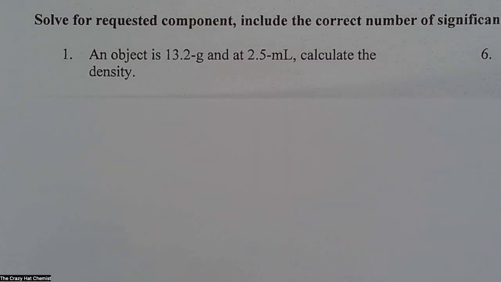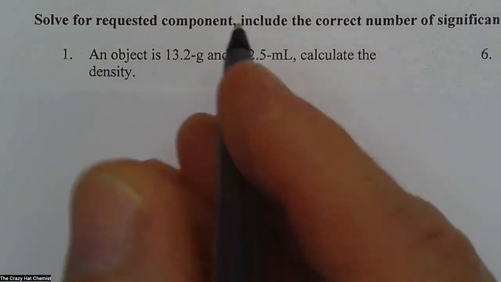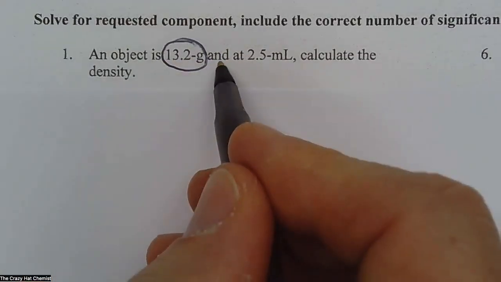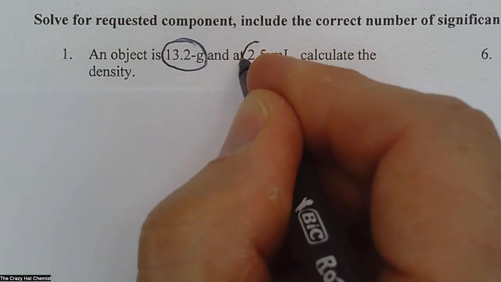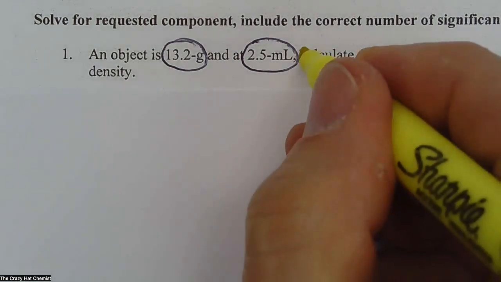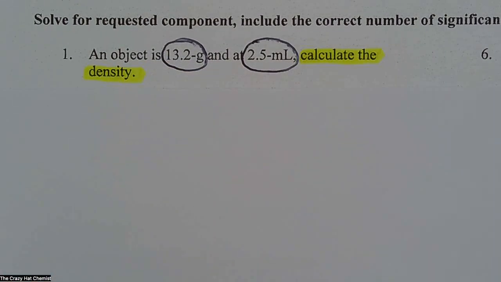All right, so I'm going to cover everything else up so we just see this first problem. It says an object is 13.2 g, that's grams, and 2.5 milliliters, calculate the density. So I'm going to just highlight what we're supposed to solve for. Okay, perfect, just like that.